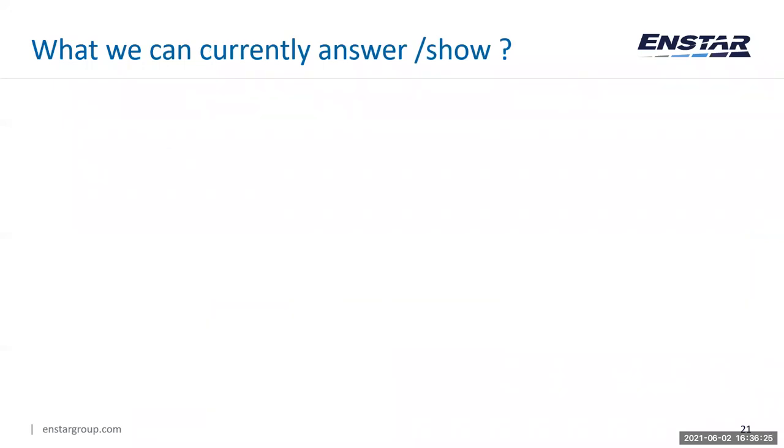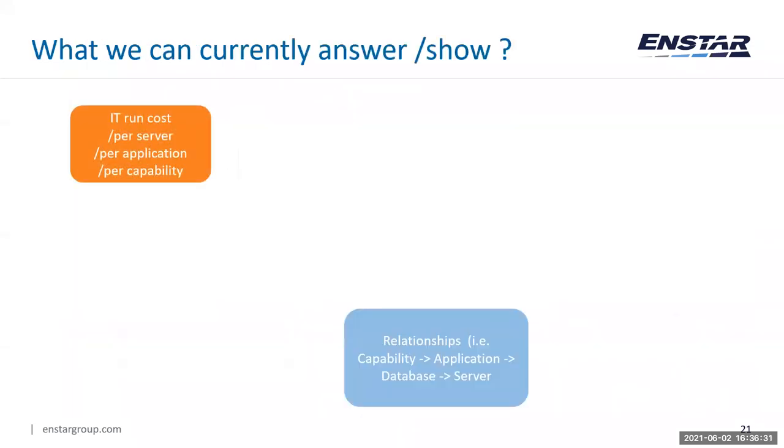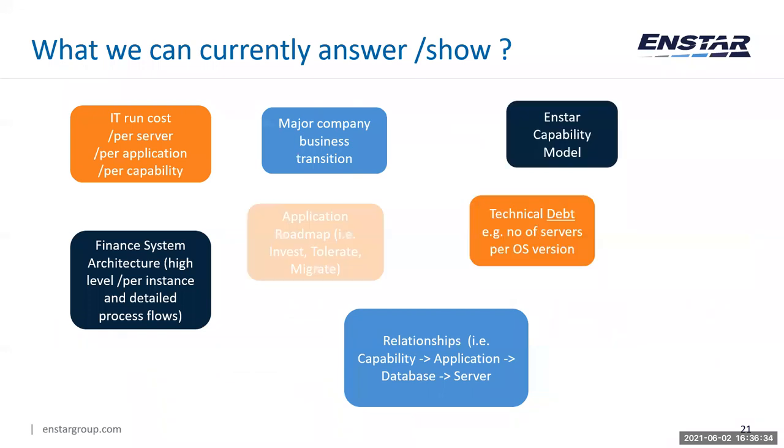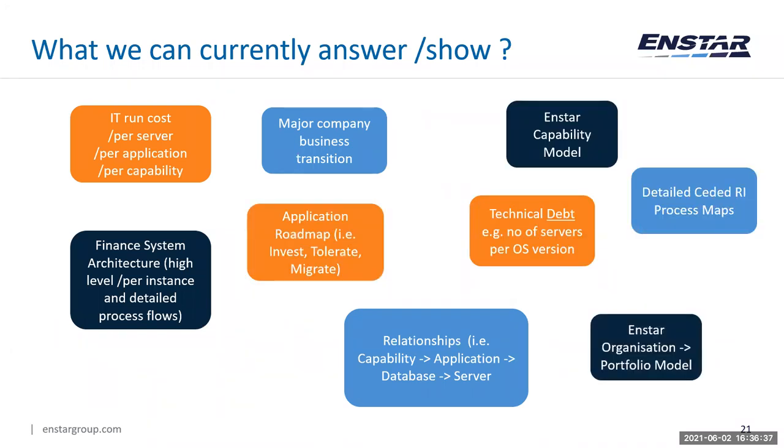So things that we have done, we can currently answer and show within the tool. We can do the IT run. We haven't got real-time synchronization, but from manual imports we are able to look at the IT run cost and aggregate that across servers and applications capability. And we have some very good high level and detailed level solution diagrams and process flow diagrams in our finance systems, and some detailed process flow diagrams in our ceded reinsurance systems. We're able to share the application roadmap in terms of invest, tolerate, and migrate.